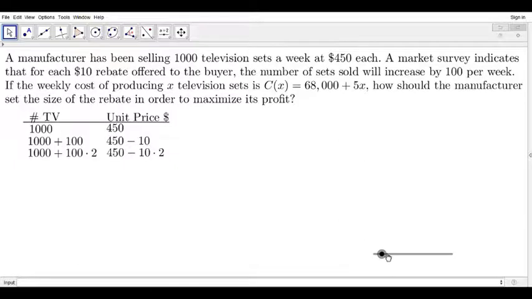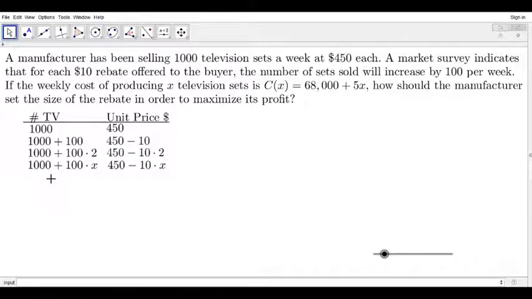To assign a mathematical variable to this problem, most of us might choose x to represent the number of jumps. So in particular, if the unit price is represented by 450 minus 10x, where x is the number of jumps of size 10 from the original unit price, then the number of TV sets sold should be 1000 plus 100x.